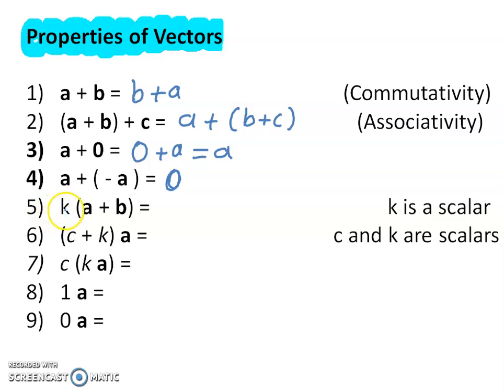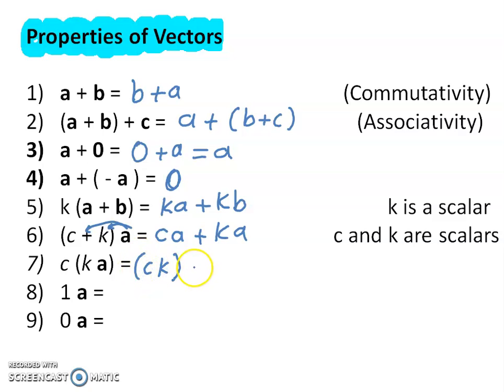Now 5, K is a scalar, multiplied by A plus B we will get KA plus KB. K is a real number. Number 6, both C and K are scalars, so we need to multiply the vector by both of them. The answer will be CA plus KA. Number 7, both C and K are scalars, so this will be the same as multiplying the two scalars together, then multiplying by vector A. 8, 1 times vector A gives us vector A. 9, the number 0 multiplied by a vector A gives us the 0 vector.